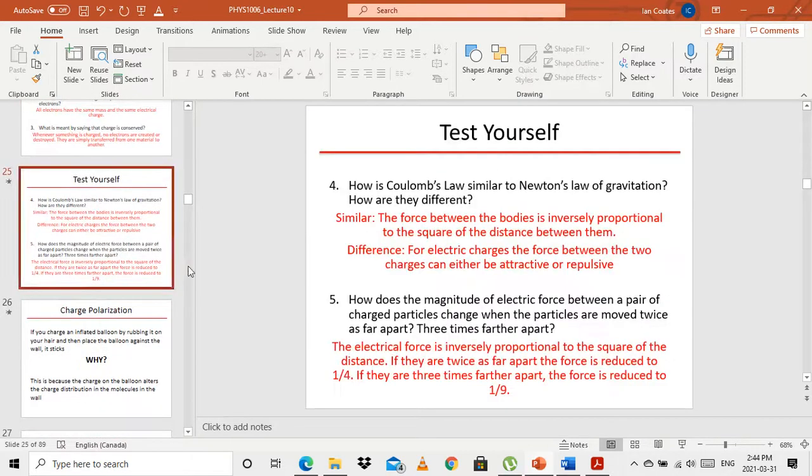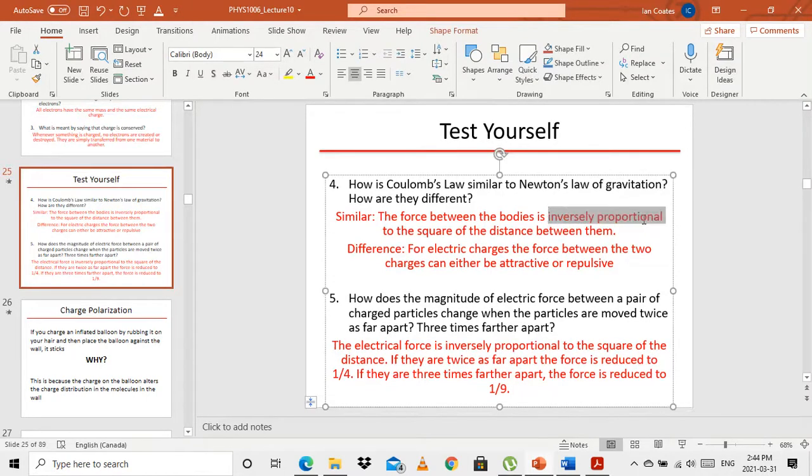Where are we here? Number 4. How is Coulomb's law similar to Newton's law of gravitation? Okay, I think we've kind of covered that. But they are, and I do want you to know that inversely, okay, having to do with the distance. If the distance is doubled, the force will go to a quarter. If the distance is tripled, the force will go to a ninth. If the distance is quadrupled, okay, then the force will go to a 16th.